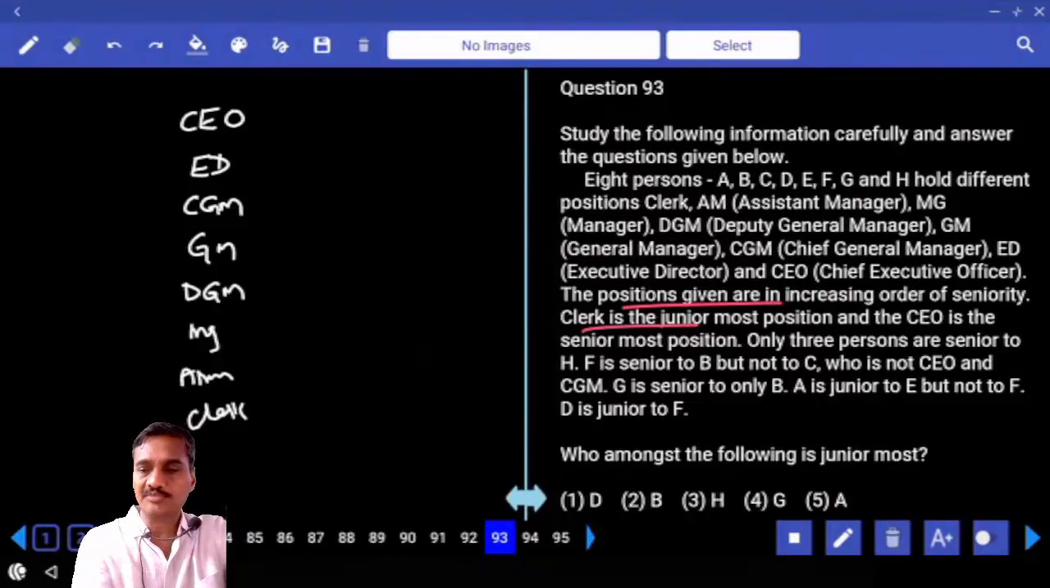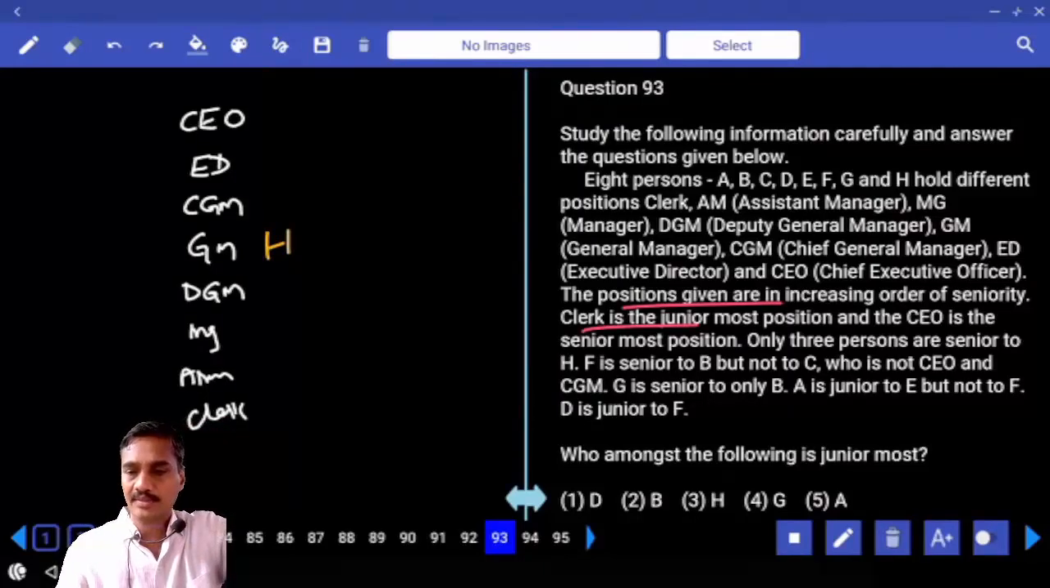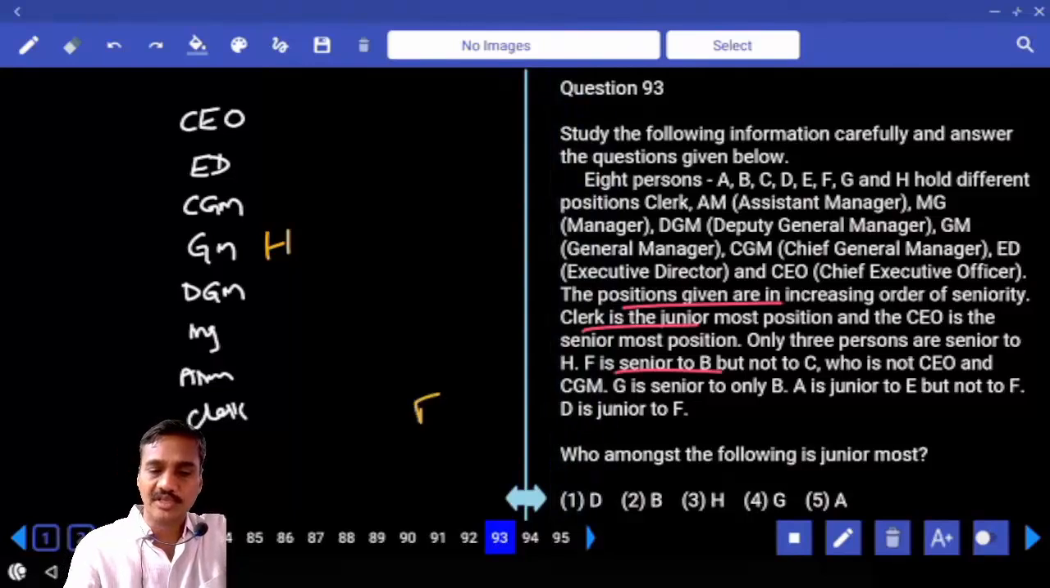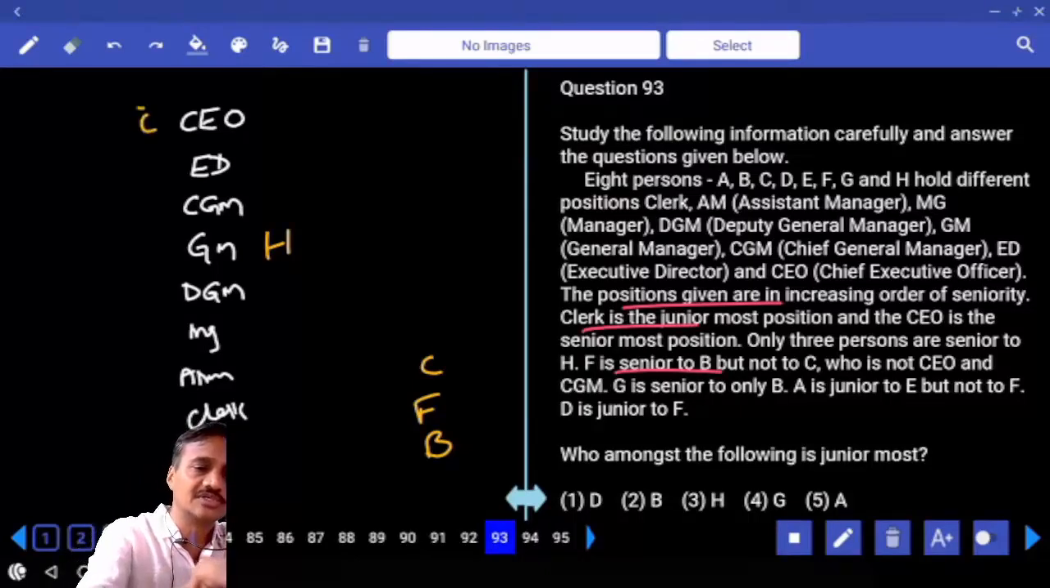And only 3 persons are senior to H. Hence H must be what? H must be GM, because there are only 3 persons who are senior to H. And F is senior to B, but not to C, but junior to C. C who is not the CEO. C is not the CEO. No, C cannot be the CEO.